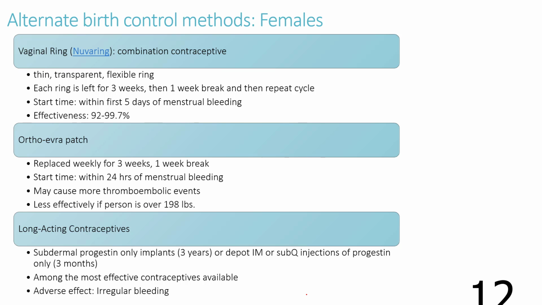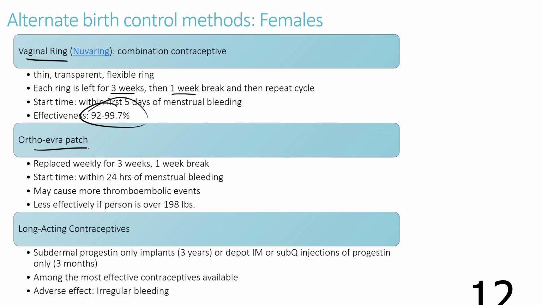Some alternate birth control methods apart from the oral contraceptives are listed over here. So you've got a vaginal ring that contains combination contraceptives, and so what happens is you've got a ring that you insert into the vagina once a week for 3 weeks, and then you get a 1 week break so that menstruation happens, and then you repeat the cycle, right? So you've got the effectiveness of the vaginal ring.